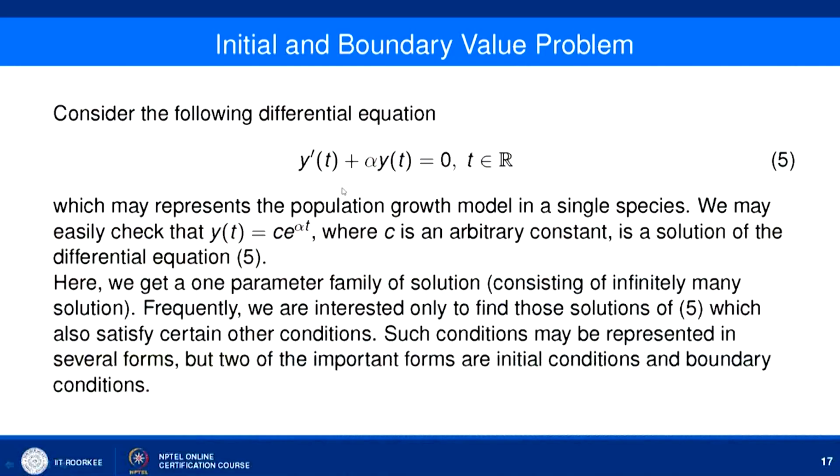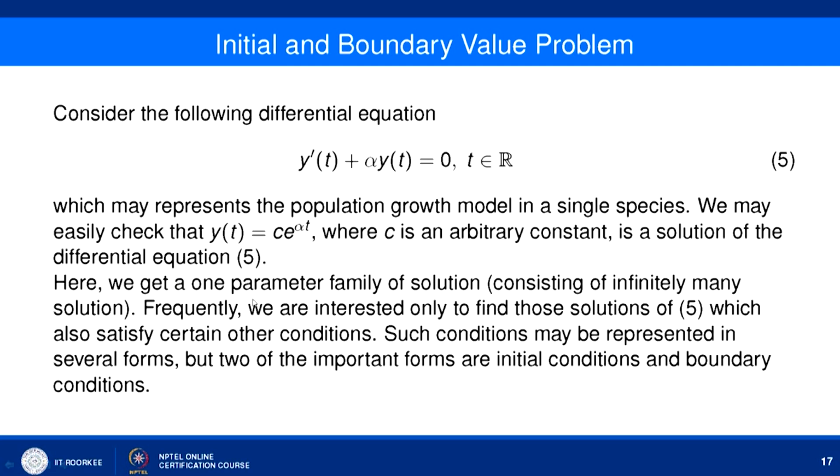So, consider the following differential equation: y'(t) + alpha y = 0. Here this is a linear differential equation given to us. Here t is the independent variable, t belonging to R, and it may represent the population growth model in a single species. We have already discussed that this represents a population growth model in a single species, and we may easily check that y(t) = c e^(alpha t), where c is an arbitrary constant, is a solution of differential equation 5.